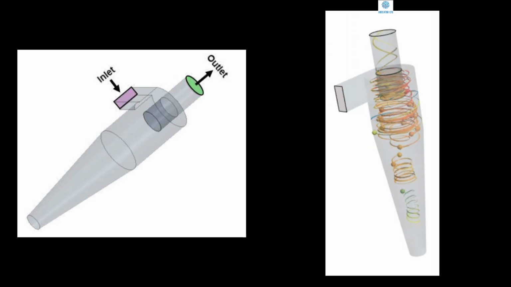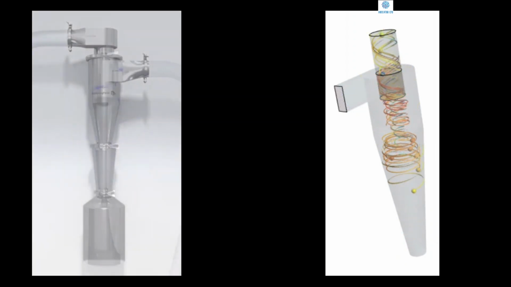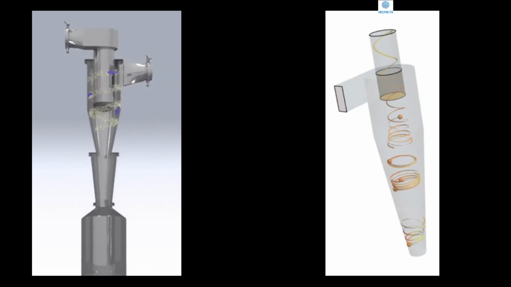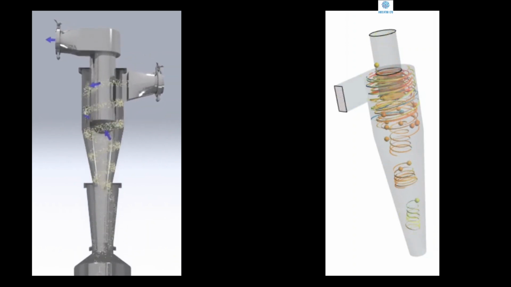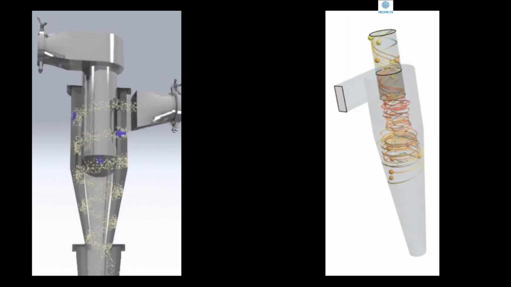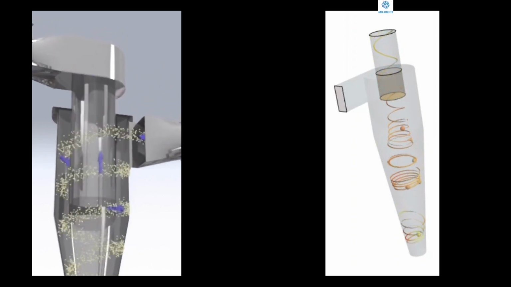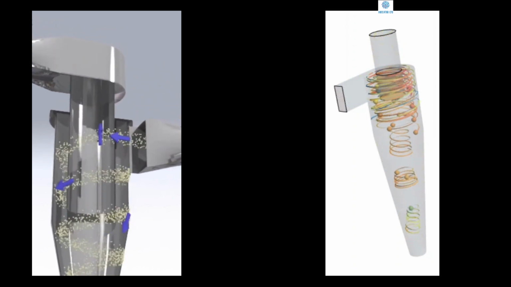In this chapter, we take an important step forward as we begin building the geometry of a cyclone in STAR-CCM+. Cyclones are powerful separation devices used to remove fine particles from a flowing medium, whether that medium is a gas or a liquid. They play a key role in many engineering applications where particle separation is essential.